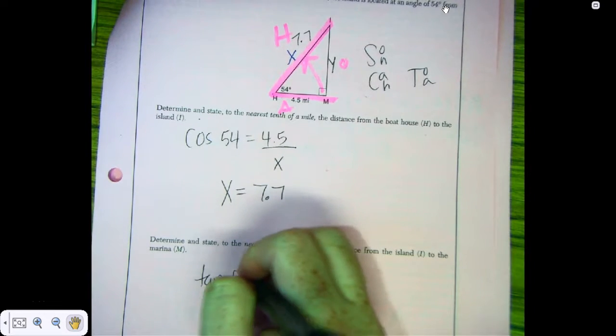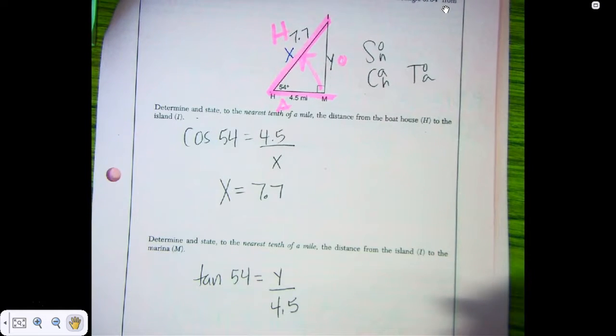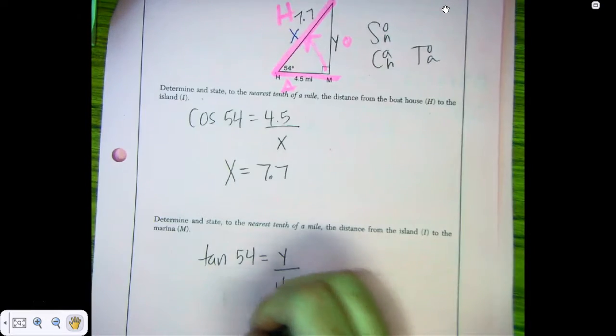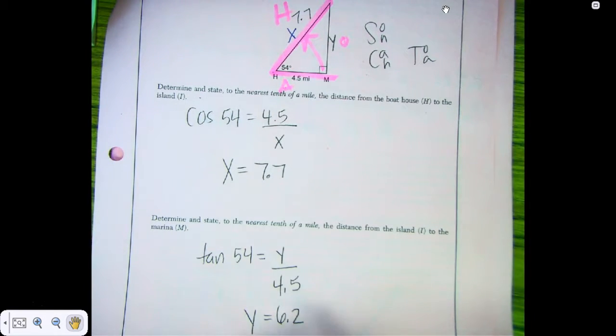The tangent of 54 is equal to the opposite over the adjacent. Put it into NSolve again. Y is 6.2. That's the easiest 4 points you can earn in your life on this exam.